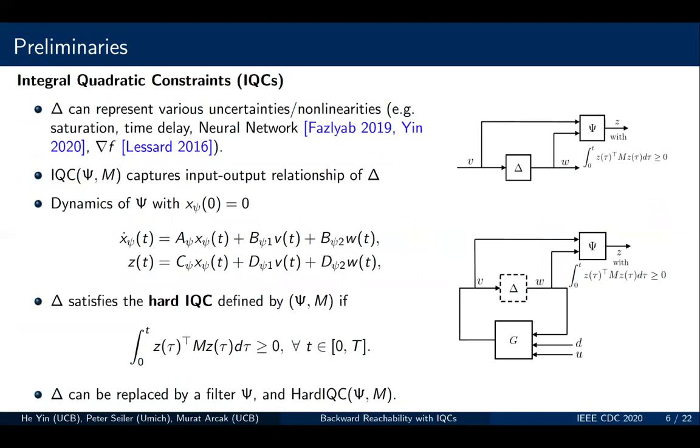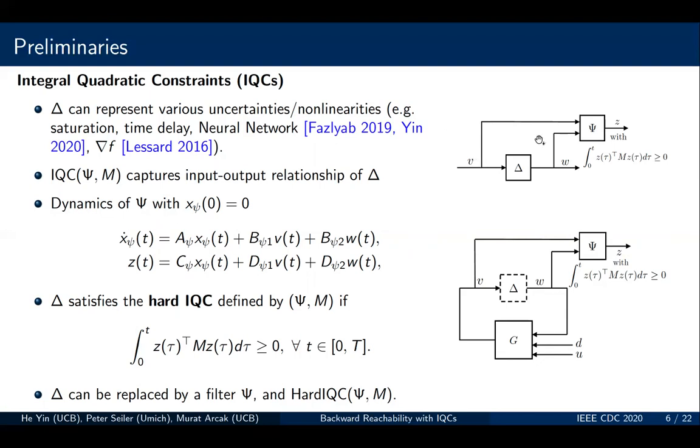The perturbation delta can represent various types of uncertainties and nonlinearities, including unmodeled dynamics, time delay, neural network, and gradient of convex functions. For each type of perturbation, there is an integral quadratic constraint to characterize it. Integral quadratic constraint captures the input-output relationship of delta.